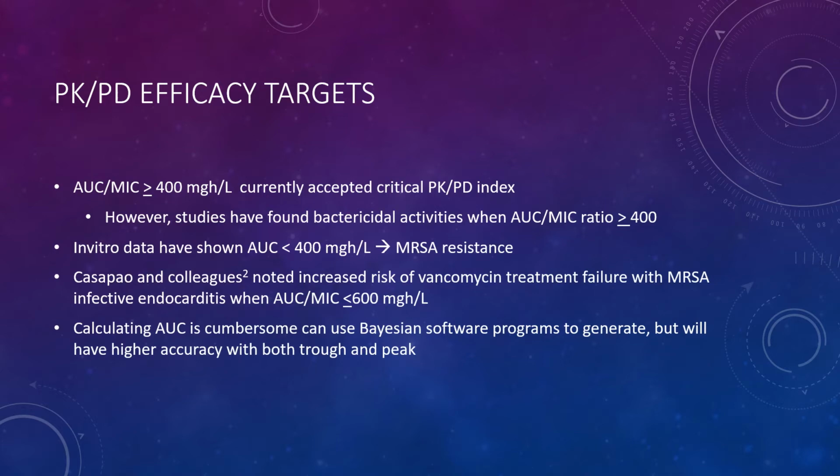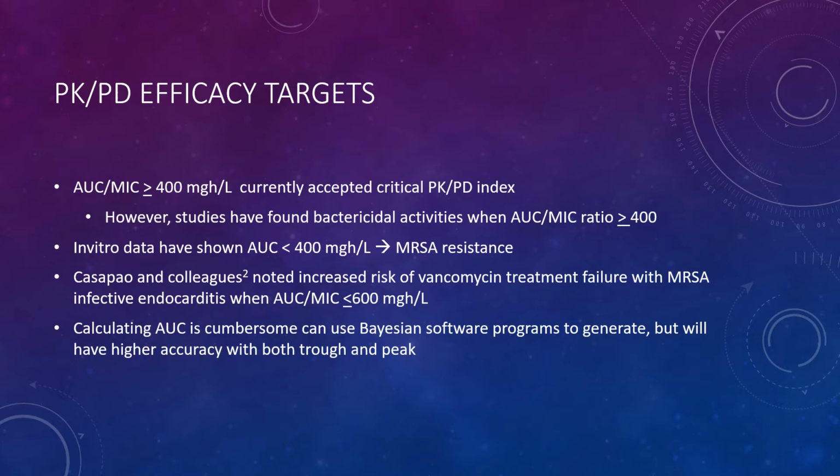For targets, we have the AUC/MIC greater than or equal to 400 as the currently accepted critical PK/PD index. However, we've actually seen that studies have shown bactericidal activity will occur when that ratio is greater than or equal to 400. But when it's less than 400, there's actually an increase in MRSA resistance. One of the studies even noted that there's an increase in vancomycin treatment failure with MRSA infective endocarditis whenever that target is actually less than or equal to 600.